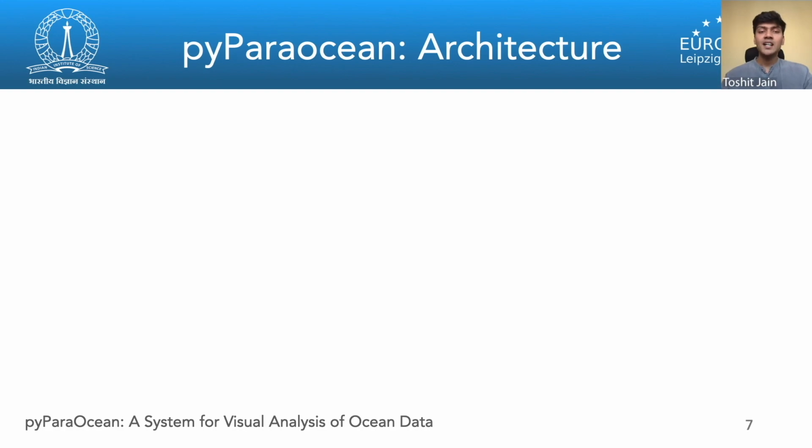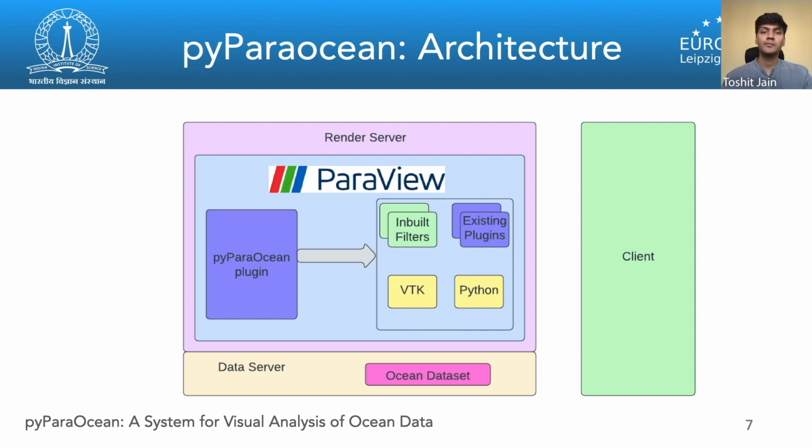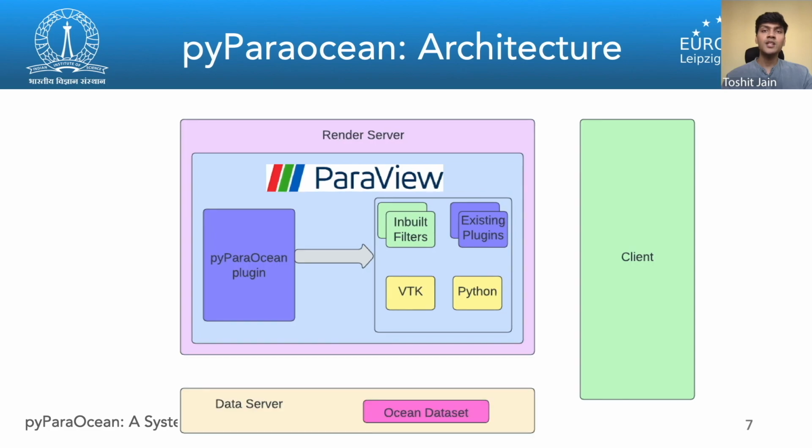Let's take a look at the design and architecture of pyParaOcean. It's a 3-tier architecture with a client, a render server, and the data server. The data server is responsible for all the data-related tasks such as reading, writing, and filtering. The render server is responsible for all the rendering tasks, while the client manages the creation, execution, and destruction of objects on the server. The benefit of such an architecture is that when you have large datasets, you can run the server on a different headless machine, such as a cluster or a supercomputer. If you have more specific needs, then the data server and the render server can also be run on different machines.